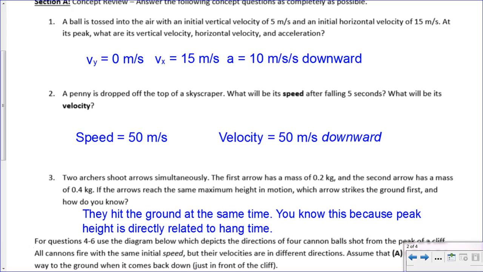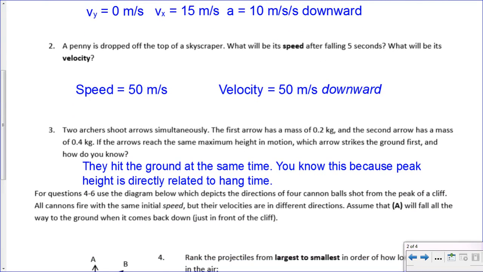The second idea here is that horizontal velocity is constant. So if you have a 15 meter per second horizontal velocity initially, you always have a 15 meter per second horizontal velocity. And then here about the acceleration, acceleration is always 10 meters per second downward for the entire unit. So those are 3 general concepts that is good to know.